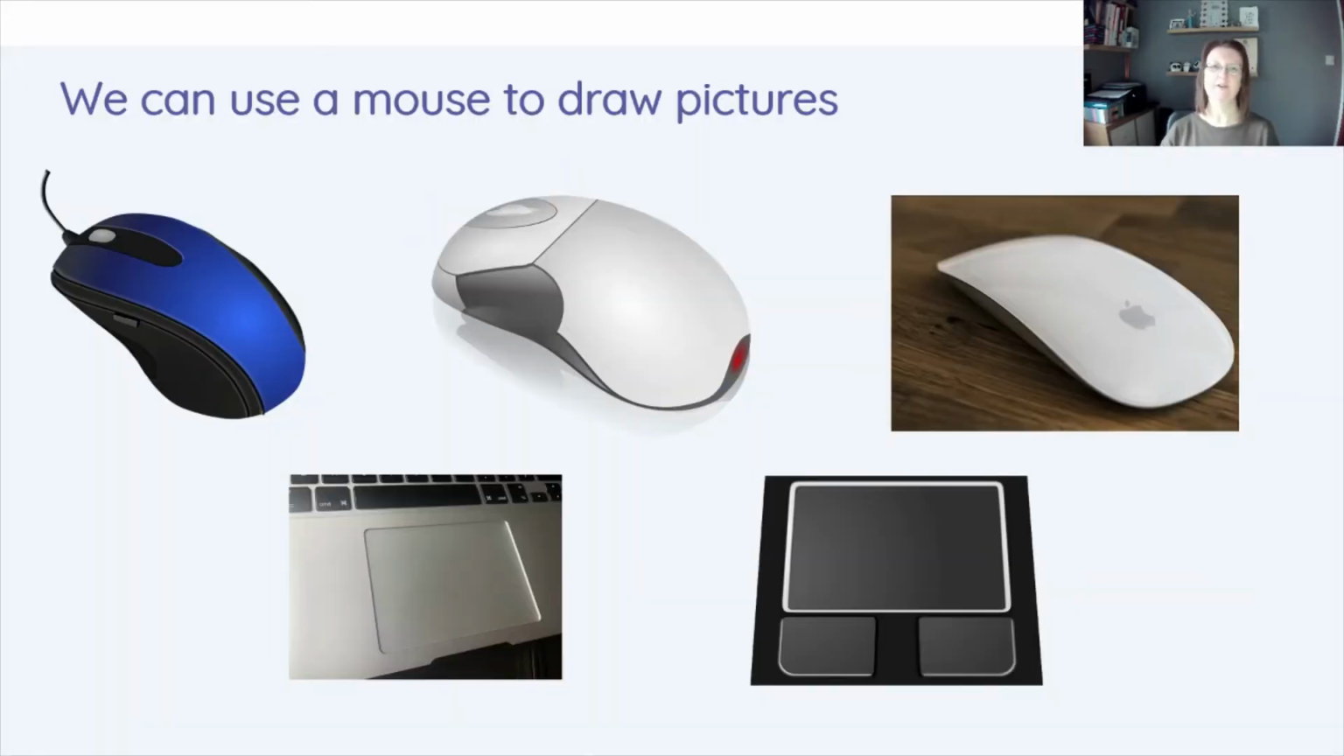And we looked at how to use a mouse to draw pictures, and your mouse looked something like this, which is used with a desktop computer, or you used a trackpad, which is across the bottom of that screen there, that is used on a laptop. And we looked at how to click and hold that left button on the mouse and move the mouse around to create an image or a picture, and then let go to stop. And we used the Paint app to create that image.